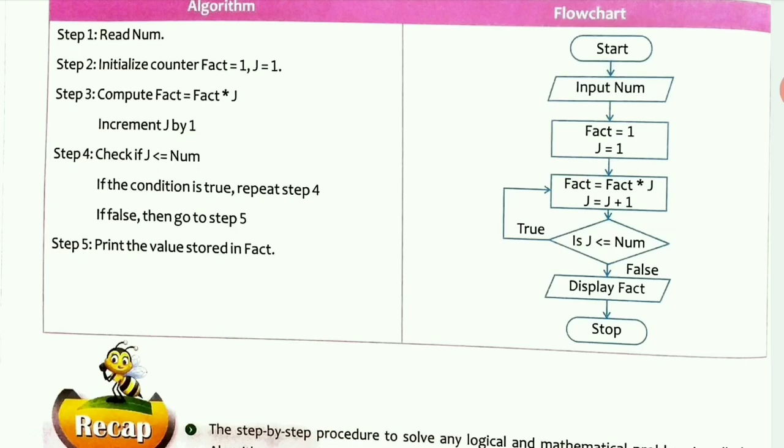If it is true, then again you have to repeat the same, means calculate fact equal to fact into j, and increase the value of j by 1, j equal to j plus 1. Repeat the steps till the value of j is less than or equal to num. And when the value of j becomes more than number, then the condition becomes false, and you have to display fact, and then stop.